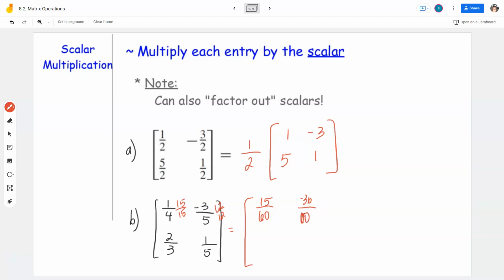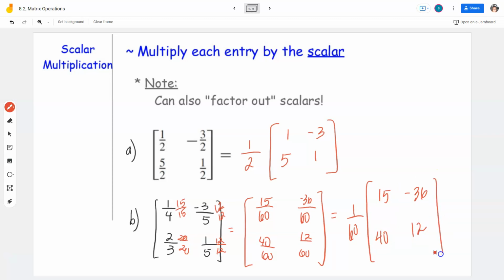How about this guy? 20. 40 over 60. Yeah. And then what can I pull out? 1 over 60. Because we're practicing factoring out and making nasty matrices easier.